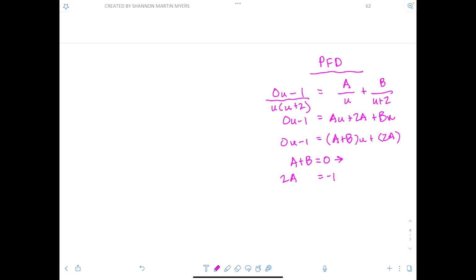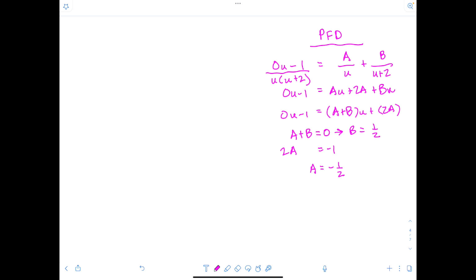Actually, let's start with the bottom. A, we can solve to get negative 1/2 by dividing both sides by 2. And then that means that B must be positive 1/2. Groovy? So at the end of the day, we got negative 1 over u times u plus 2 equals negative 1/2 times 1 over u plus 1/2 times 1 over u plus 2.